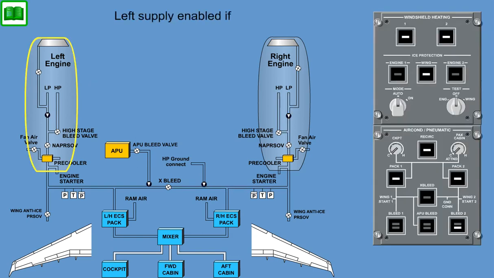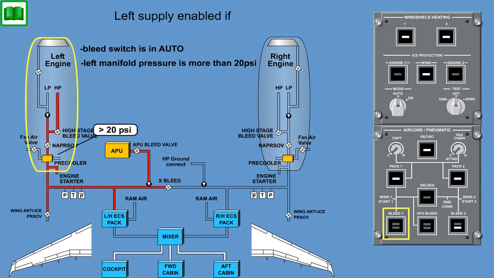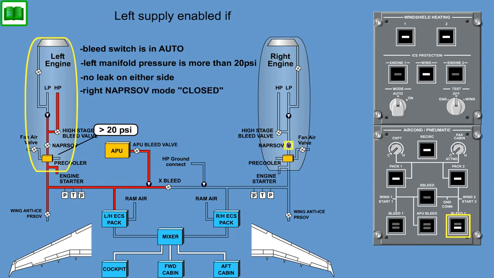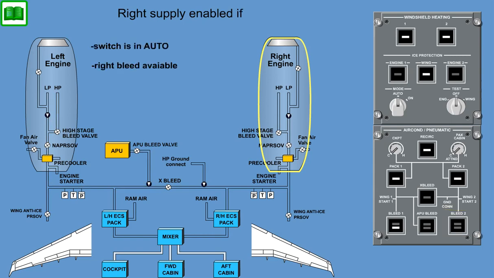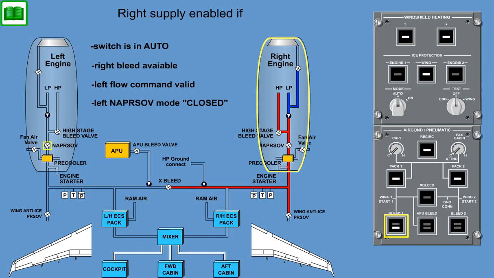Left supply enabled if bleed switch is in auto and left manifold pressure is more than 20 psi, and no leak on either side, and right in APR SOV mode closed, and right flow command is valid. Right supply enabled if switch is in auto and right bleed available, and left flow command valid, and left in APR SOV mode closed, and no leak on either side.